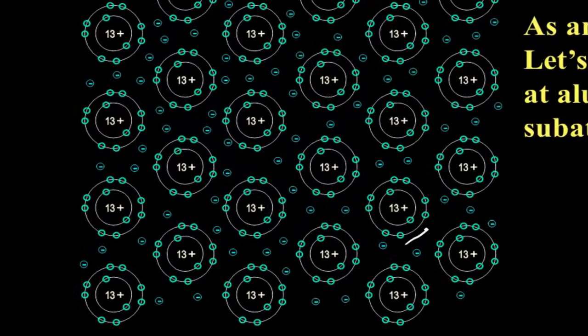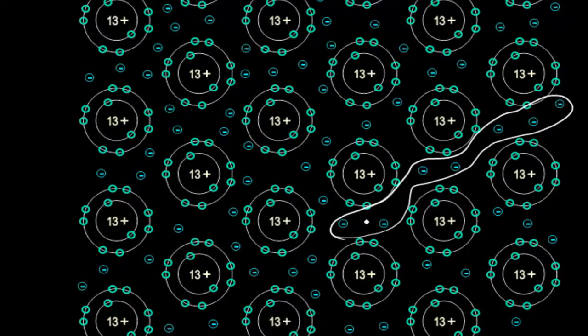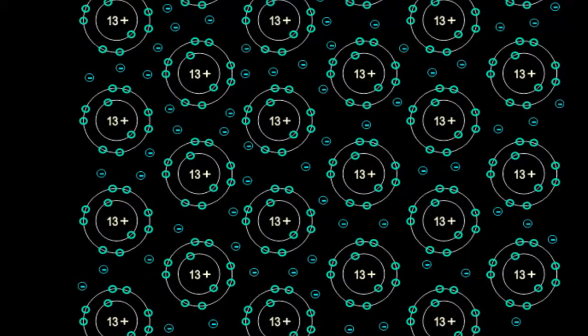Looking at the subatomic structure, we can see each aluminum atom has 13 protons, but only 10 electrons. It has given up the 3 valence electrons to what is called the electron sea. This is why it's called the electron-sea model. The space in between each atom is filled by the valence electrons that have been given up by each metal atom. So the metal atoms become cations, positively charged ions, and the valence electrons are loose in the spaces between the cations.